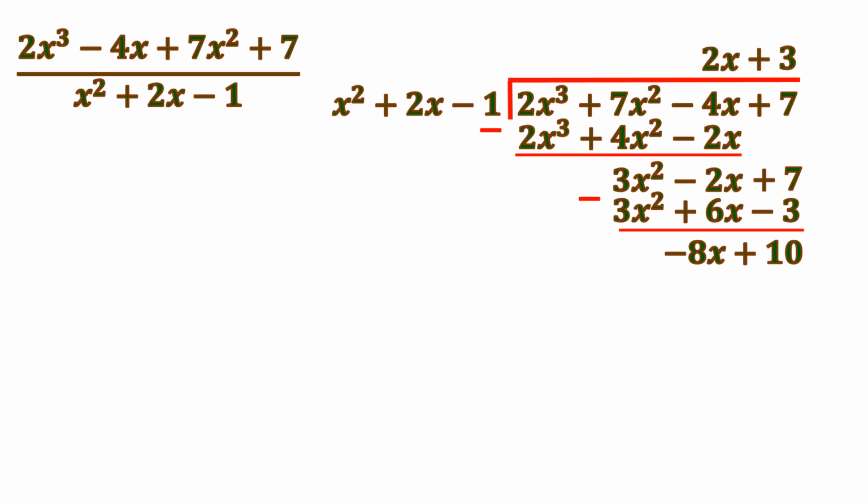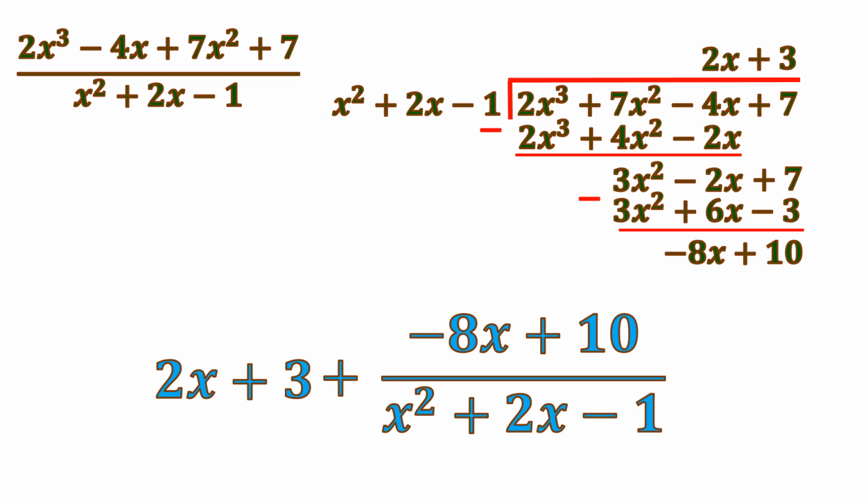So nothing to bring down. That means the remainder is negative 8x plus 10. So it's actually a binomial. And so we now have the quotient 2x plus 3 plus the remainder negative 8x plus 10 over the divisor x squared plus 2x minus 1.